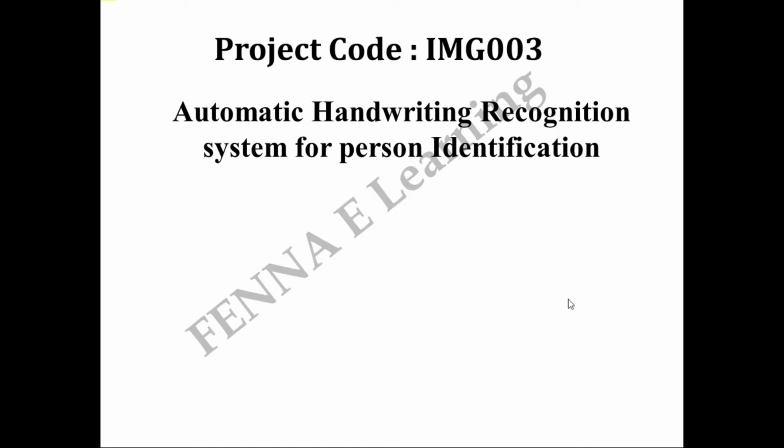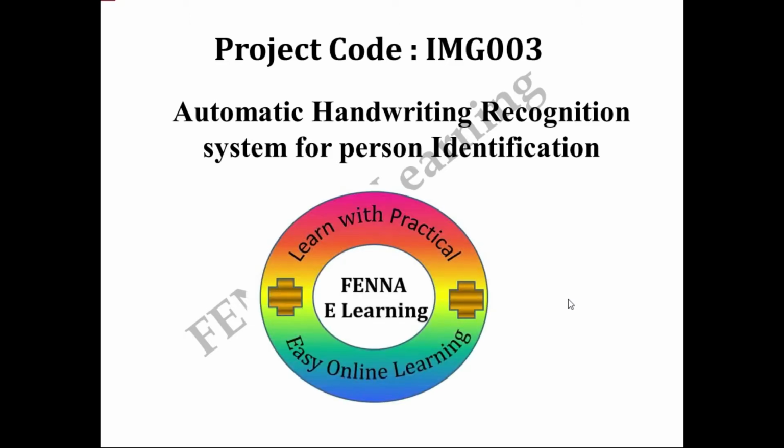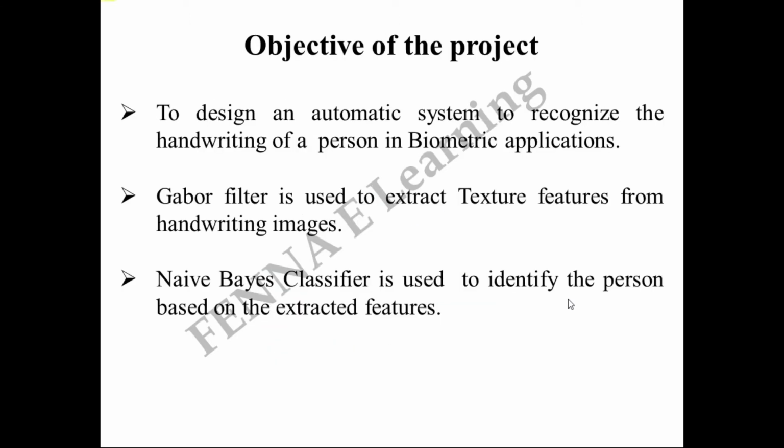Welcome to fennaelearning. In this project, we are going to see an automatic handwriting recognition system for person identification. The objective of the project is to design an automatic system to recognize the handwriting of a person in biometric applications. Gabor filter is used to extract the texture features from the handwriting images, and Naive Bayes Classifier is used to identify the person based on the extracted features.